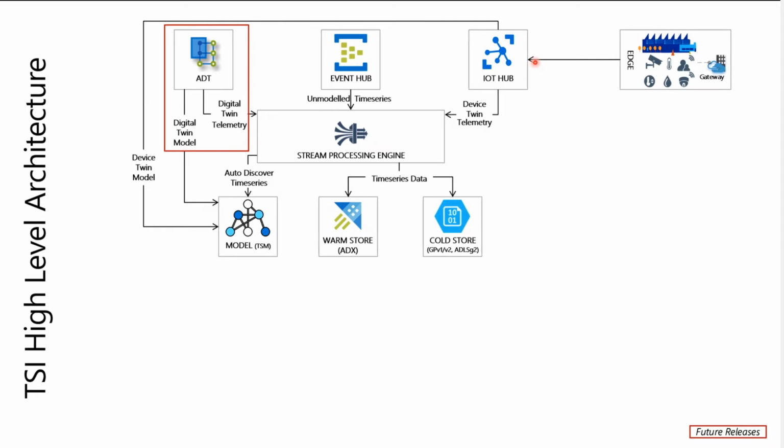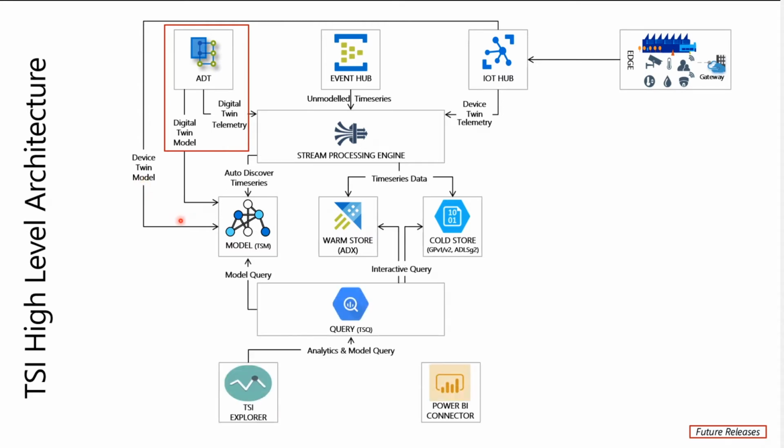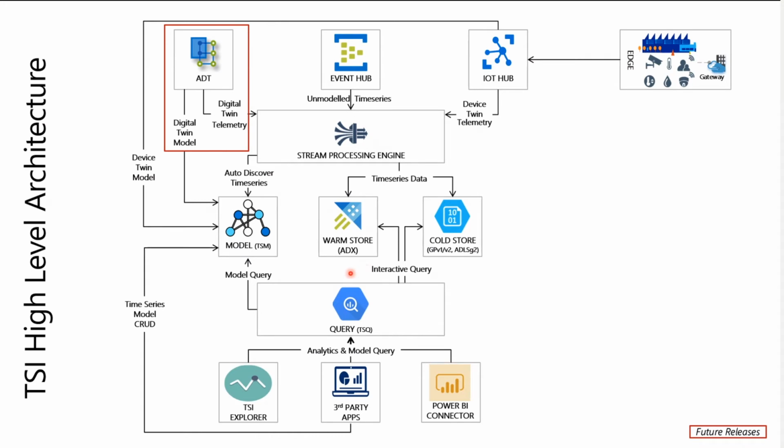So in the long run, we want to have this model auto-populated, looking at the model information from IoT Hub as well as from ADT. That's the reason you see that from ADT a digital twin model gets auto-populated here, and from IoT Hub a device twin model gets populated. And then comes the query layer that Diego was talking about.